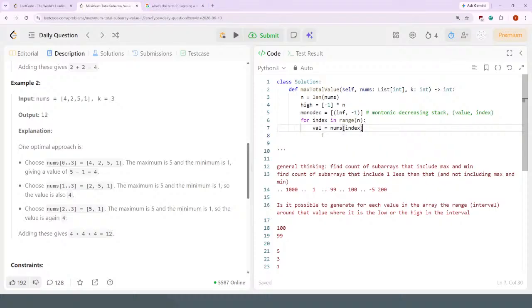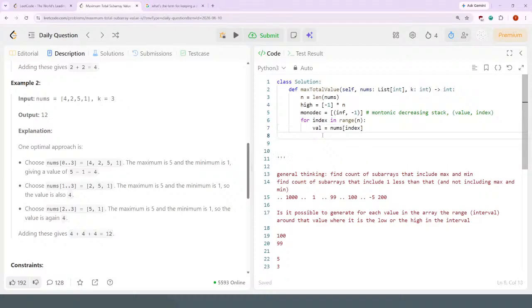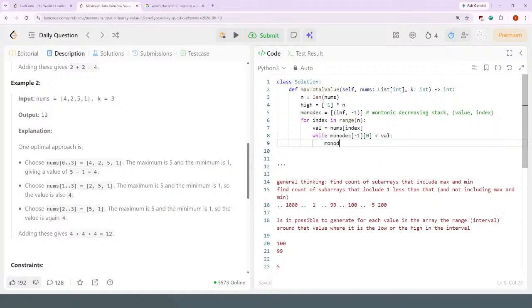So I think it'd be something like, there's some code here, but it's like while the top of the stack, the monotonic decreasing stack, the top of it, which is the last element of it, the value there is smaller than the current value, pop that value.